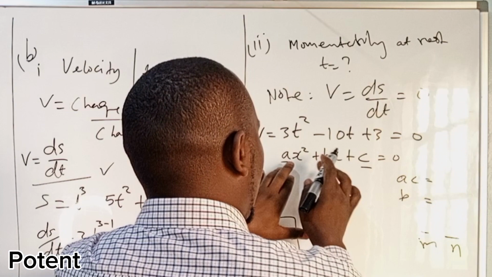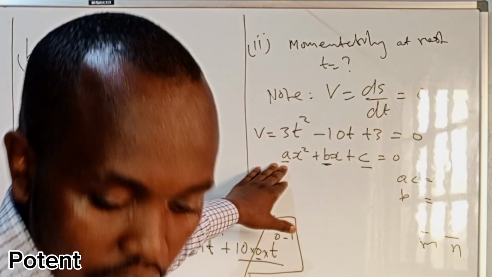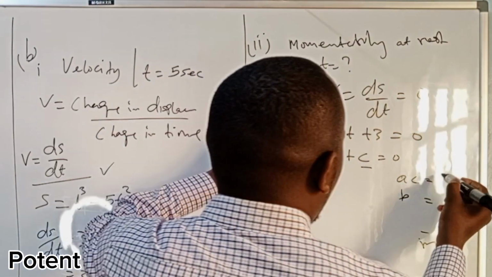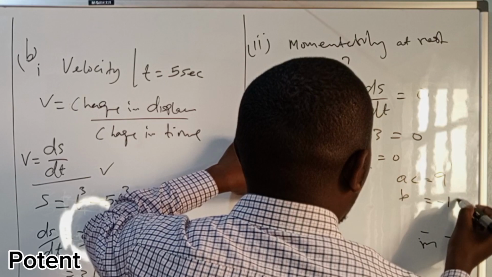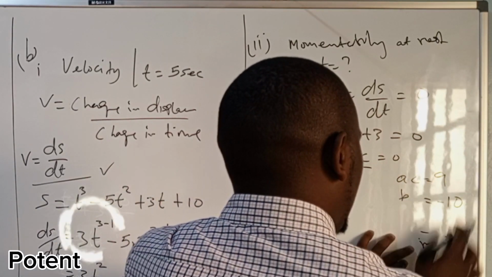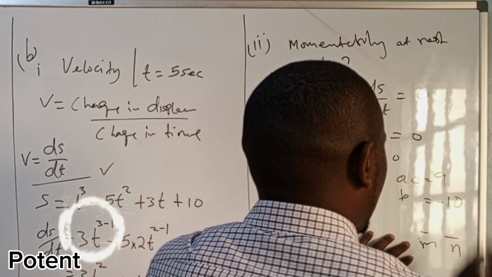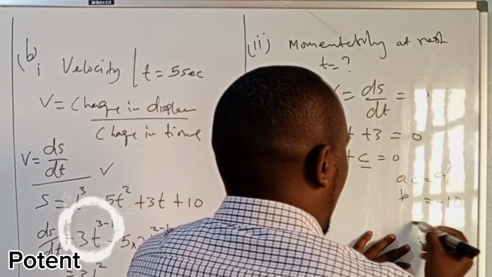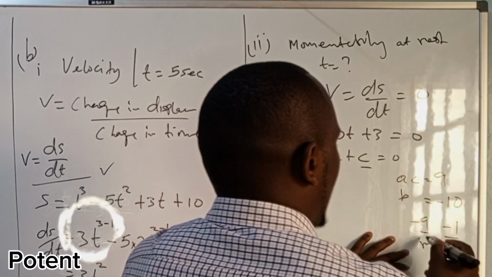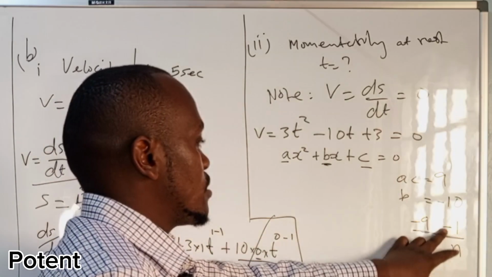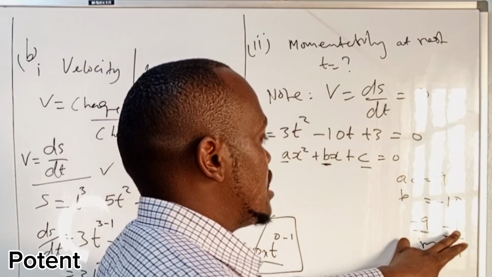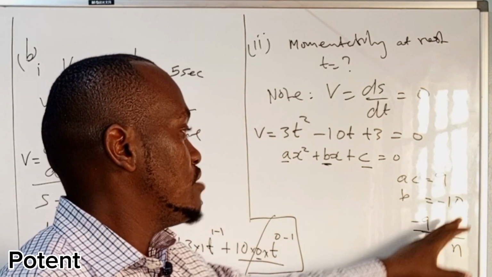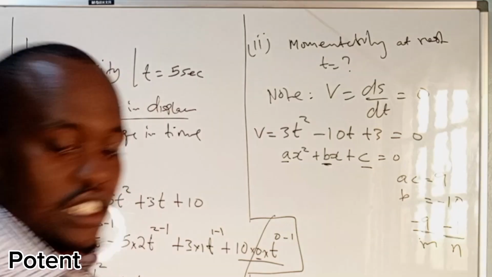So 2 values that when you multiply them, it is 9, and when you add them, they give you negative 10. So do your maths and you'll find these 2 values: negative 9 and negative 1. If you add them, you will have negative 10. If you multiply them, you will have positive 9.